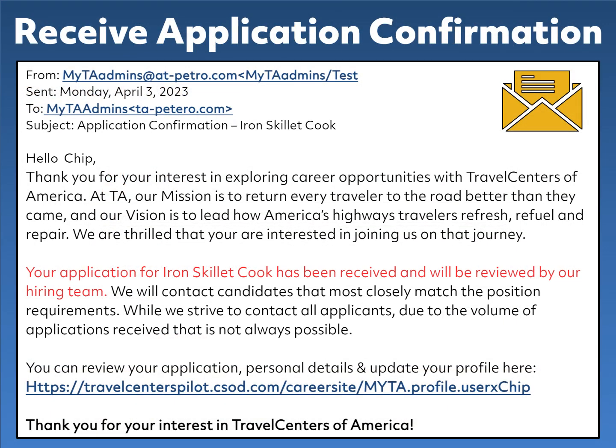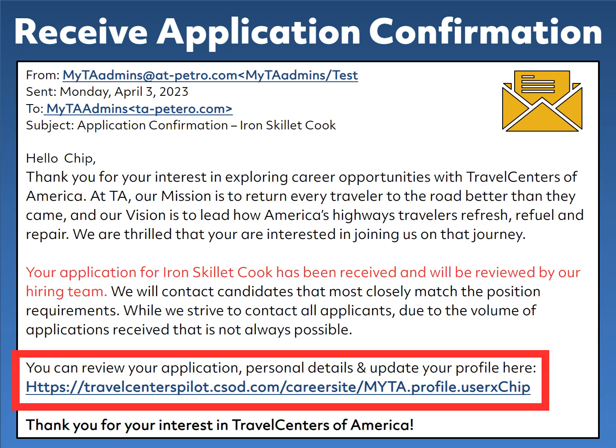After your job application has been submitted, you will receive an application confirmation email from TA. In this example, you will see here highlighted in red that my application for the iron skillet cook has been received and reviewed by our hiring team. It also provides a link back to TA where I can review my application, personal details, or upload my profile information if I haven't done so already.